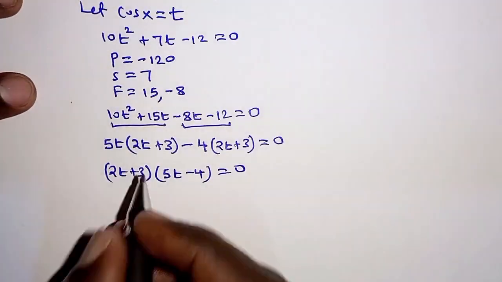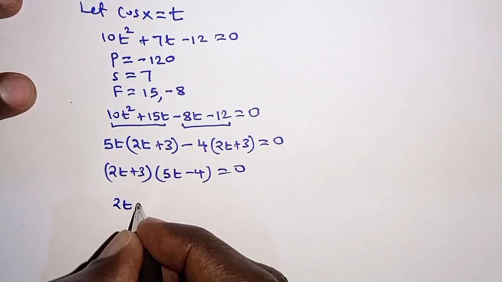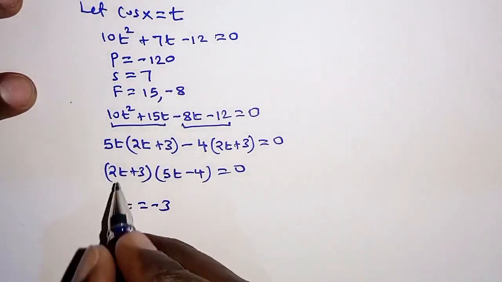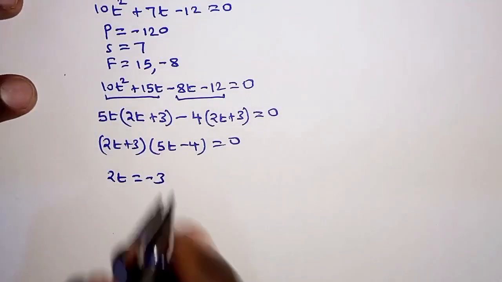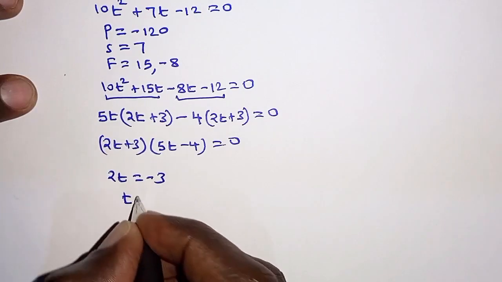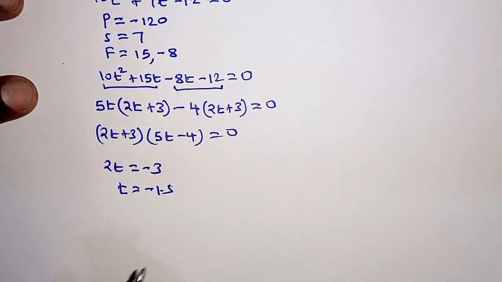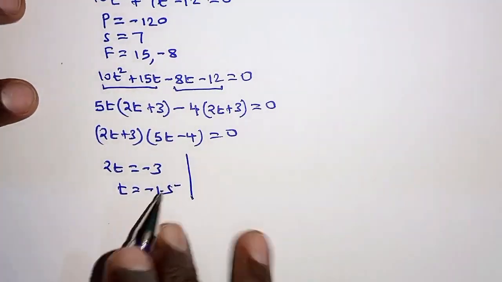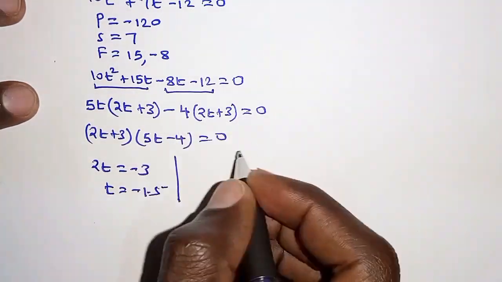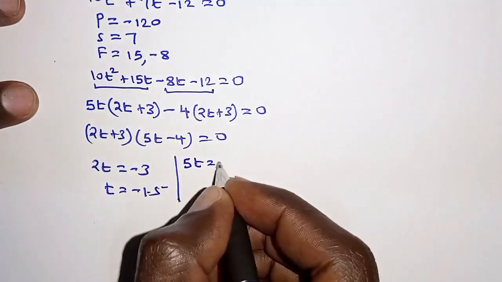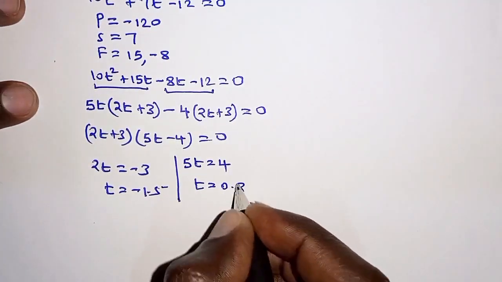we equate to 0. So this first bracket equated to 0 means 2t plus 3 is equal to 0. 3 crosses so that we have 2t equals negative 3, and therefore t becomes negative 1.5. That is when you divide both sides by 2. We'll also have for the second bracket 5t minus 4 is equal to 0, and therefore negative 4 crosses so that we have 5t equals positive 4, and therefore t is 4 over 5, which is 0.8 in decimals.